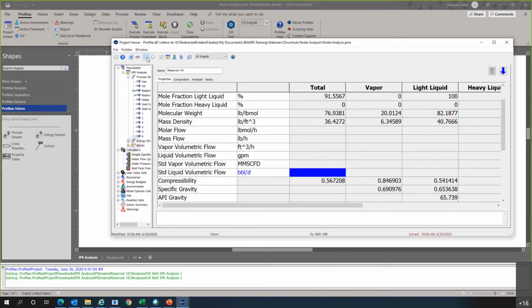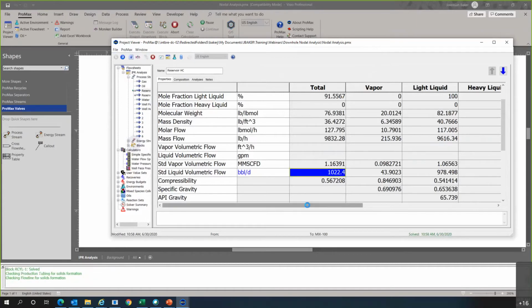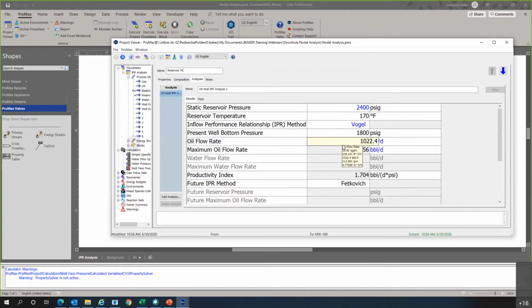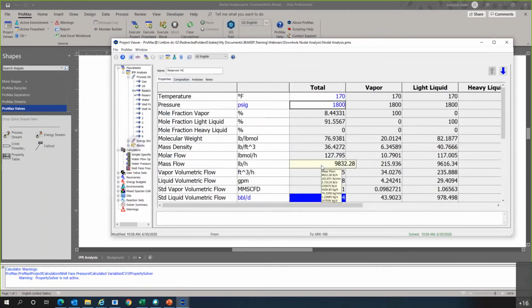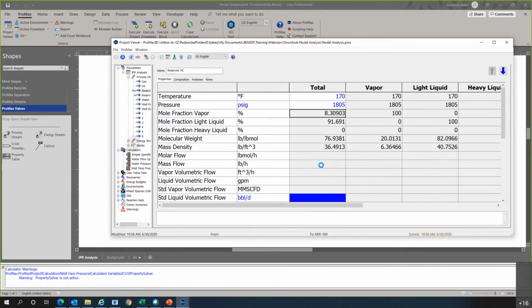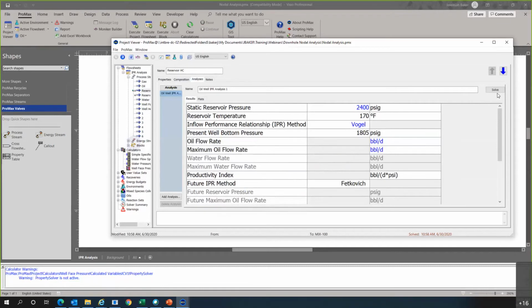So now I can solve my flow sheet and see that 1022 there is the exact answer coming from our IPR. So now what that means is that if I were to go in and change my pressure here, say 1805, that analysis is going to pull it in. And if we solve the model, it'll solve that IPR equation and it'll give us a new flow rate.